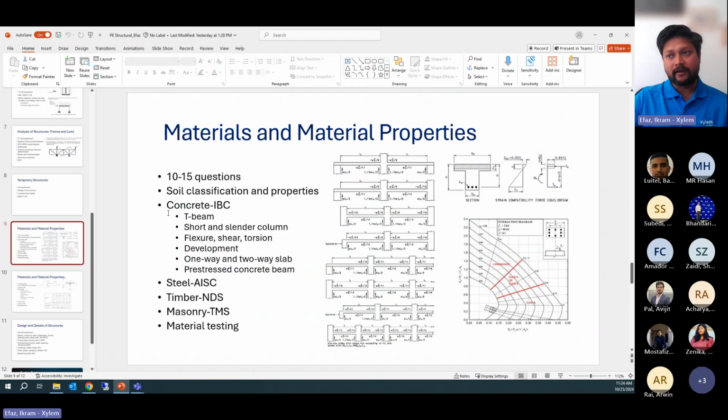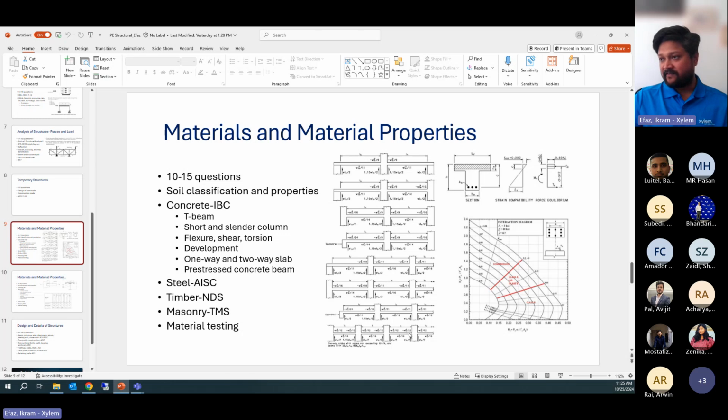But then concrete is very, very important. You have to study concrete from the IBC. You have to study the T-beam. You have to study short and slender columns, flexure and shear and torsion, the development length, and the design of one-way and two-way slabs. And you also have to study the prestressed concrete beam, pre-tension and post-tension. So basically pretty much everything from concrete. Also, you have to study the foundation design, shallow foundation, deep foundation, and the retaining wall. So everything is in the IBC.